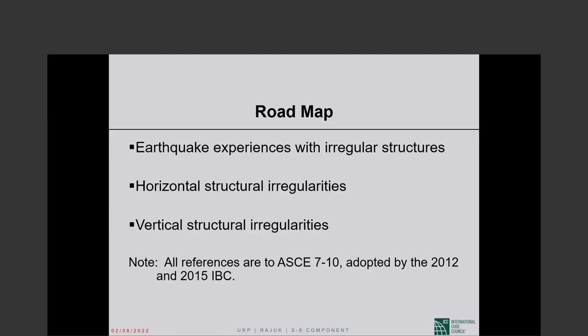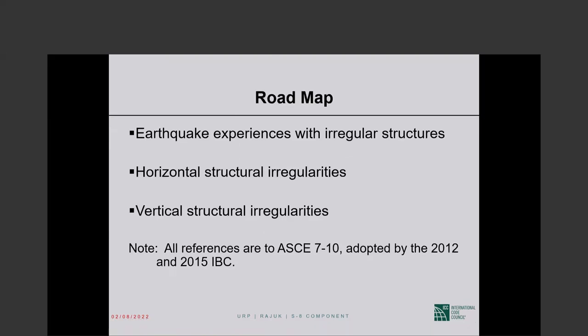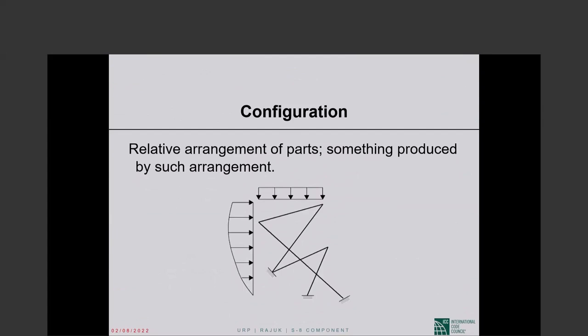I did that because there were some beneficial changes or clarifications made in ASCE 7-10. It's not very different from ASCE 7-05, but a couple of things were improved, so I thought that it was preferable. Configuration, the word means a relative arrangement of parts, something produced by such arrangement. This is the dictionary meaning: relative arrangement of parts, something produced by such arrangement.